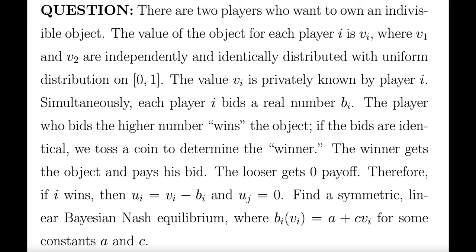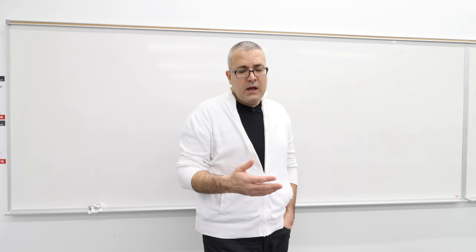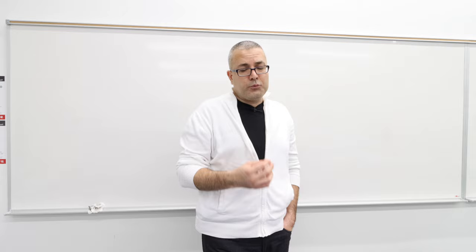There are two players who want to own an indivisible object. The value of the object for each player i is V_i, where V_1 and V_2 are independently and identically distributed with uniform distribution on the 0-1 interval. The value V_i is privately known by player i.